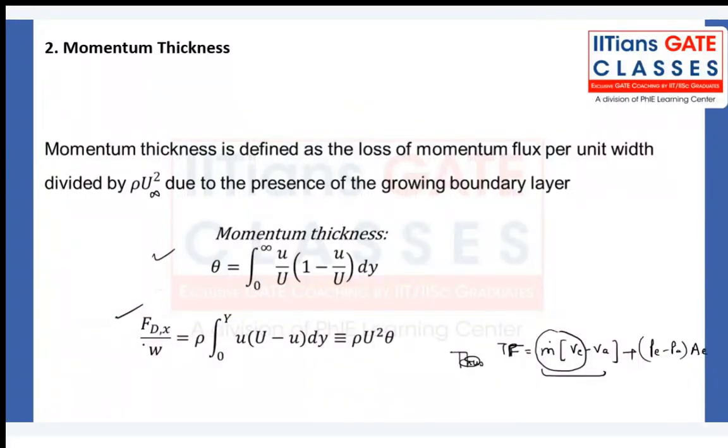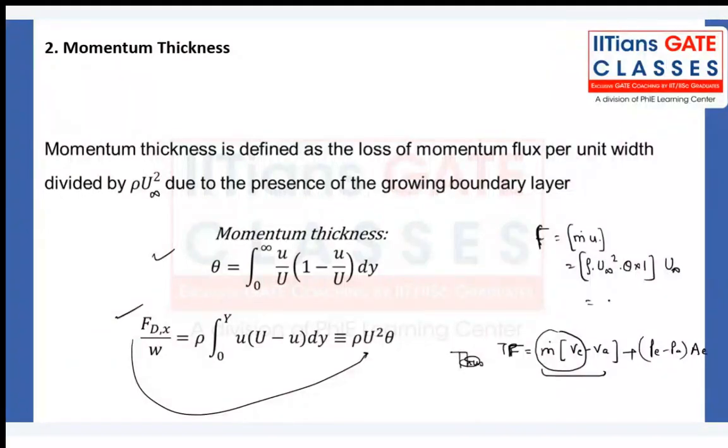So drag force can be written from here to here as rho into, see what is the force formula? Force is mass flow rate into u. Mass flow rate is what? Rho into u infinity square into area. Area is what? Thickness, that is momentum thickness into 1, into u infinity. And that's how you get rho into u infinity square into theta into 1. That is the drag force. In terms of area, you can write theta into 1, width is 1, unit width.